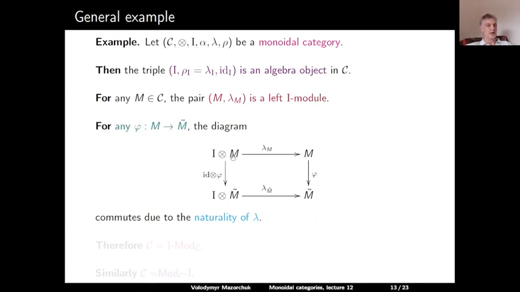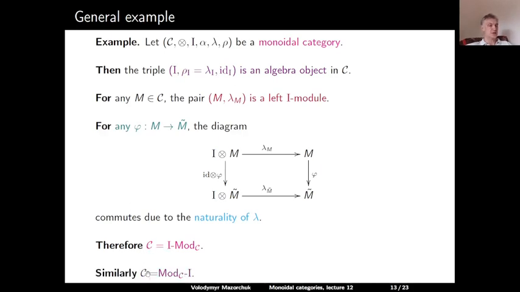So if you go from I tensor M by the left uniter to M and then by phi to M tilde, it is the same as going from I tensor M by phi to I tensor M tilde, and then using the left uniter on M tilde to go to M tilde. And this commutes due to the naturality of lambda. This means that the category of all left modules over this algebra object, which is a unit object, is actually equal to the category C.